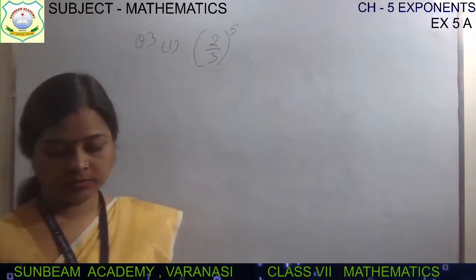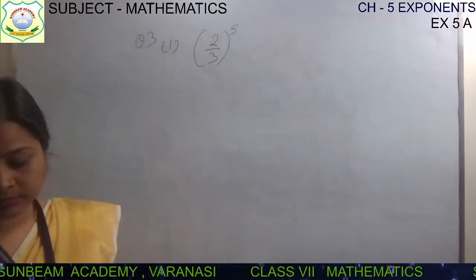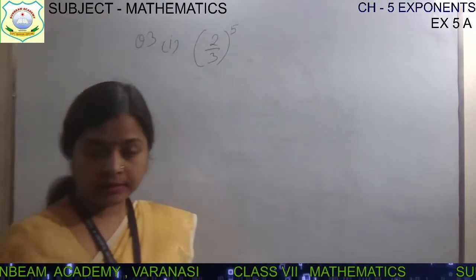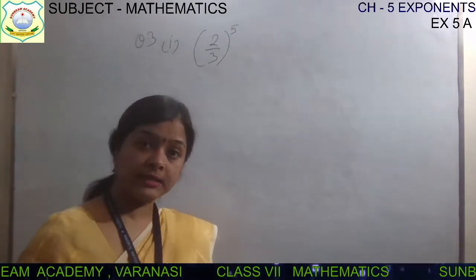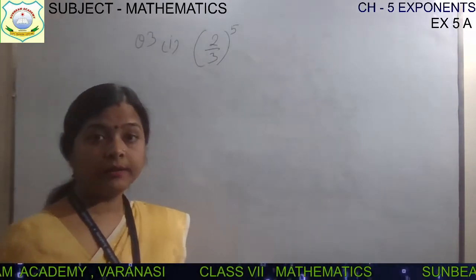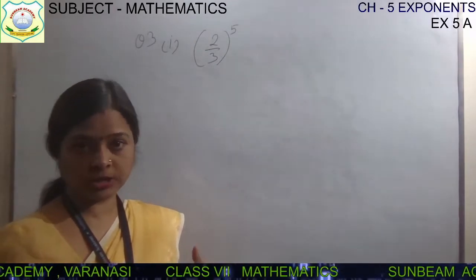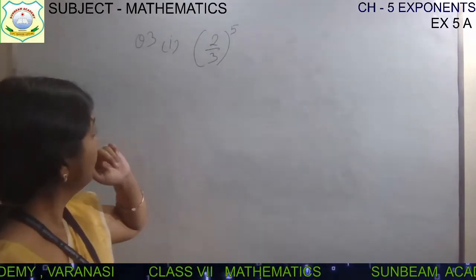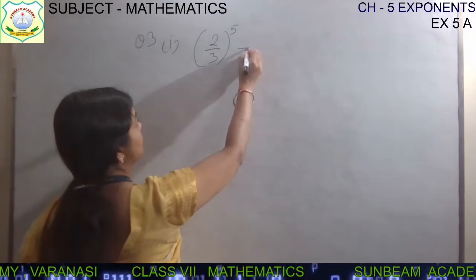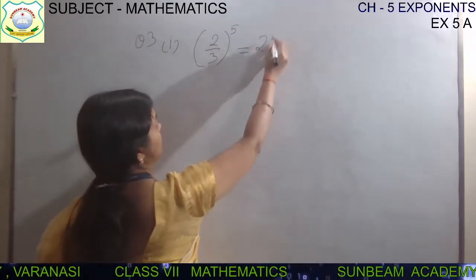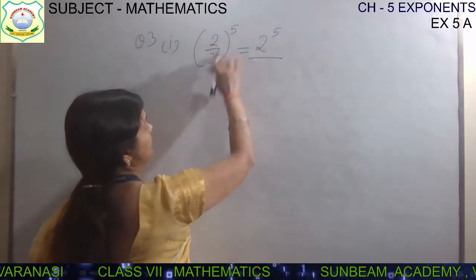This we have to write in a rational number. We have to express it in rational number. Right now it is in the form of exponent. It is in exponential form. Okay. So just split it, children. 2 to the power 5 divided by 3 to the power 5.